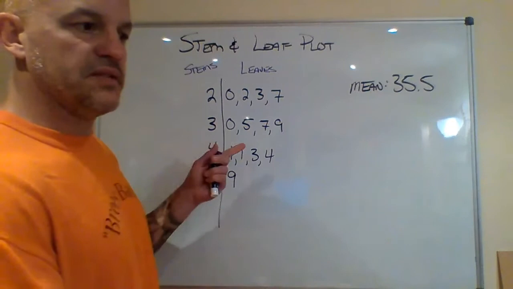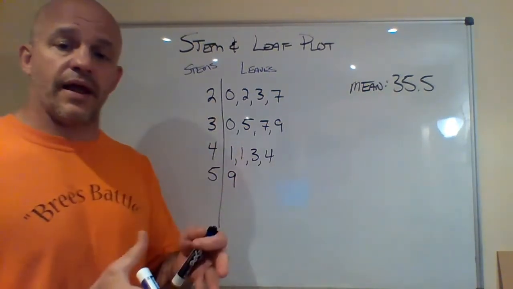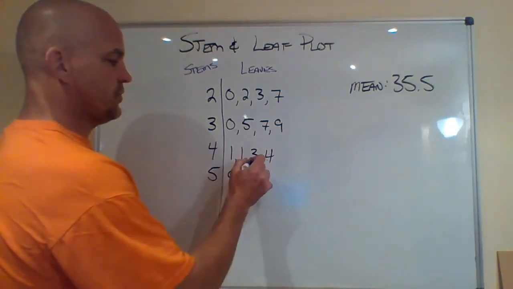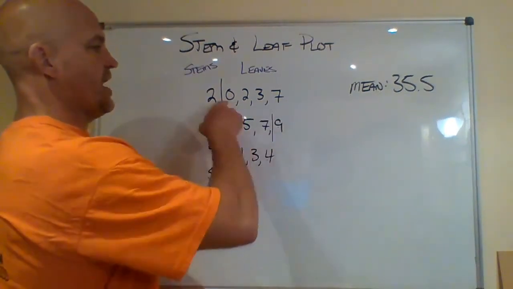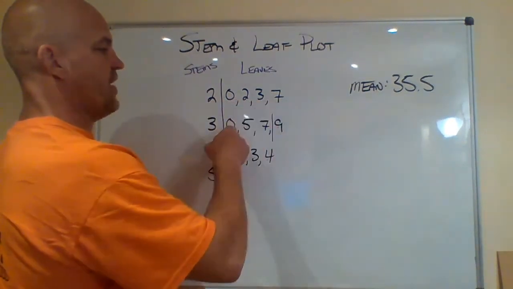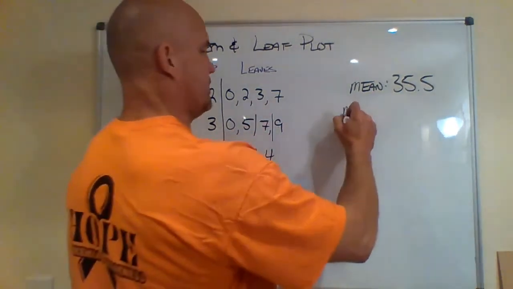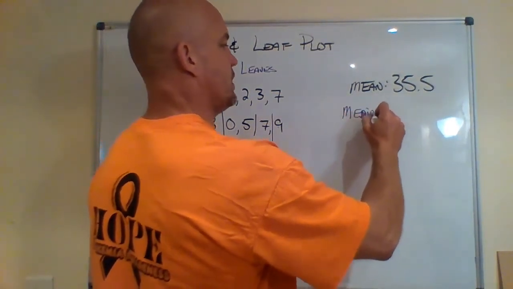Now, when it comes to the median, since our data is already organized, we can simply do this. I have 13 pieces of data. That means the middle will be the seventh piece from either end. We'll have 6 on either side. So I can count up 1, 2, 3, 4, 5, 6. And then I have 1, 2, 3, 4, 5, 6. That makes my median 37.